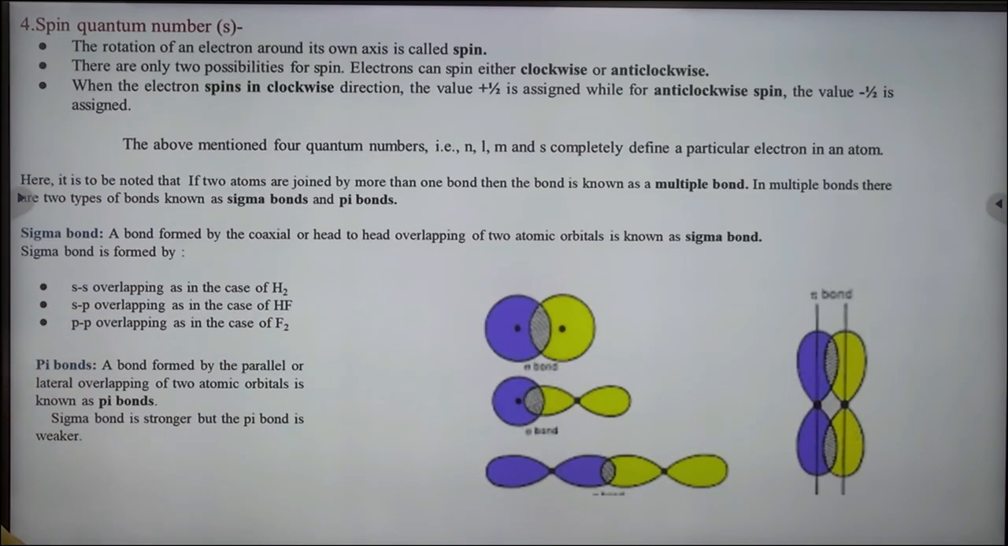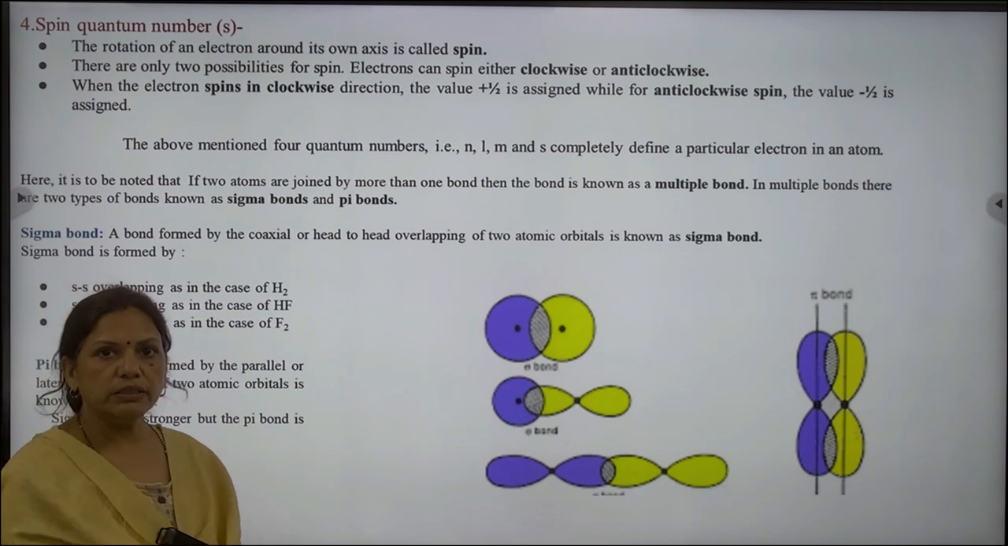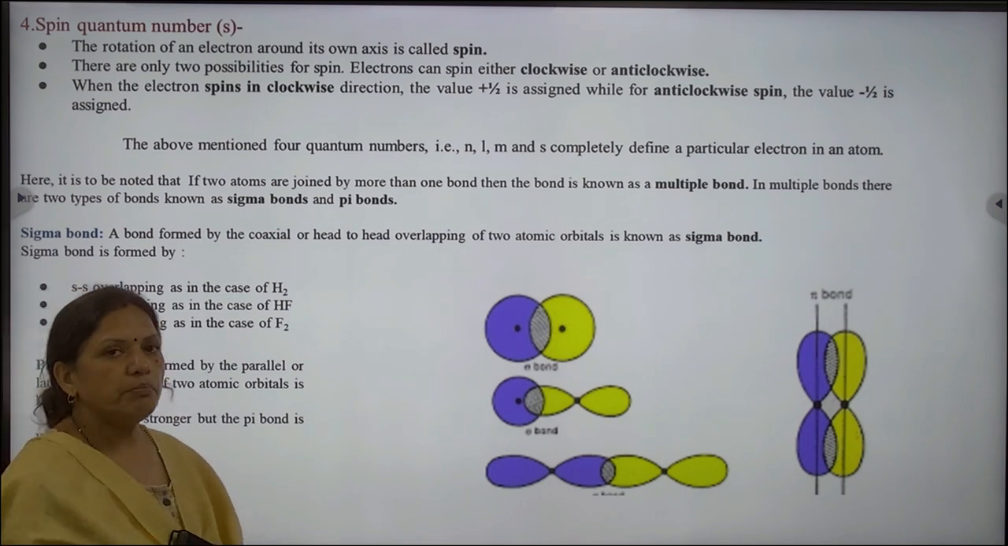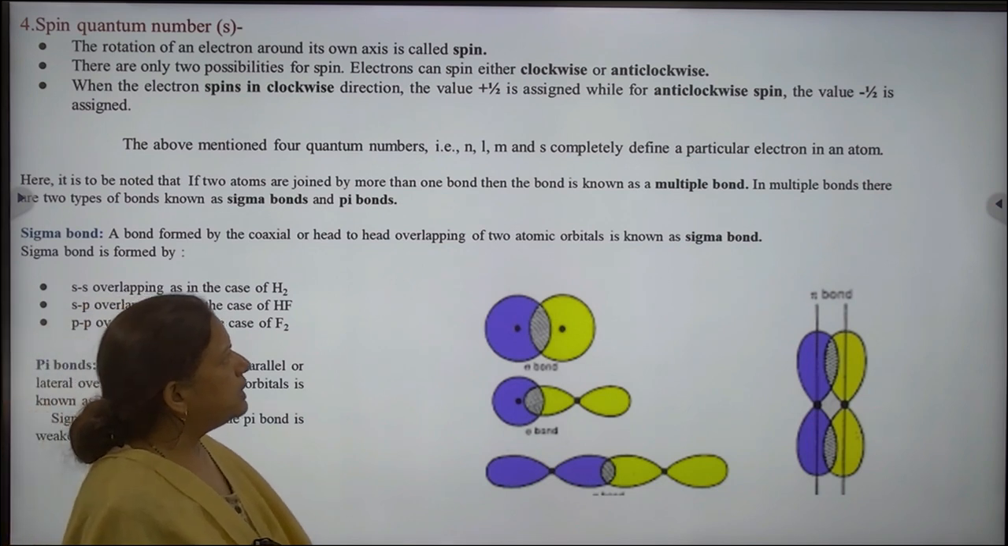Spin quantum number. The rotation of an electron around its own axis is called spin. There are only two possibilities for spin. Electrons can spin either clockwise or anticlockwise. When the electron spins in clockwise direction, the value plus half is assigned, while for anticlockwise spin, the value minus half is assigned.